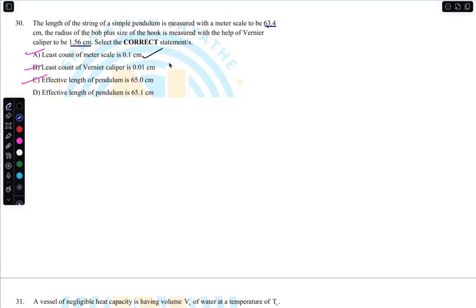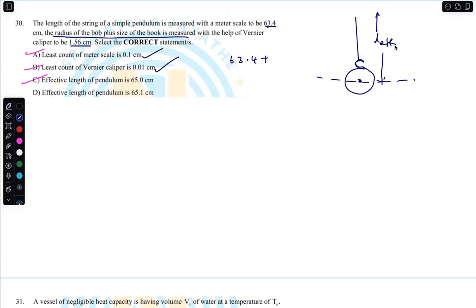0.1. Least count of the vernier calipers, 0.01. Effective length of the pendulum: the radius of the bob, not the diameter here, plus the size of the hook. If this is the hook, this is the string, this is the center of mass of the bob. This is called L effective, and that is nothing but the length of the string, 63.4 plus 1.56.